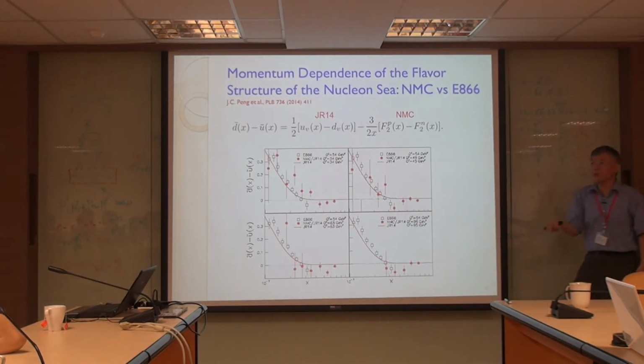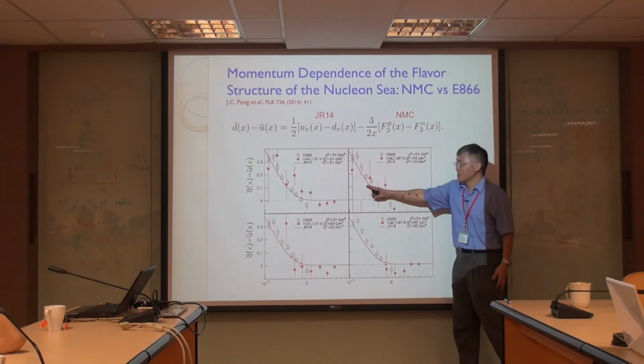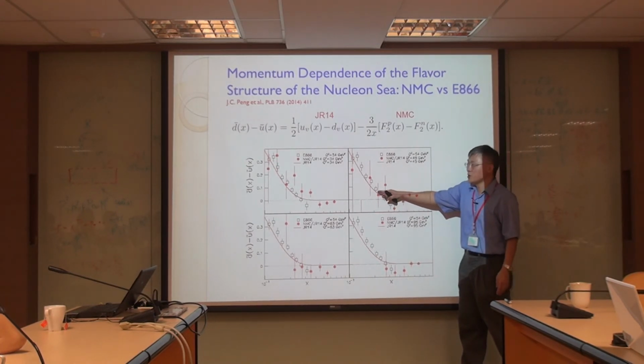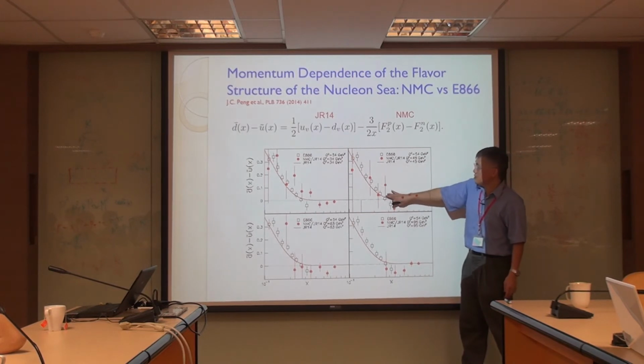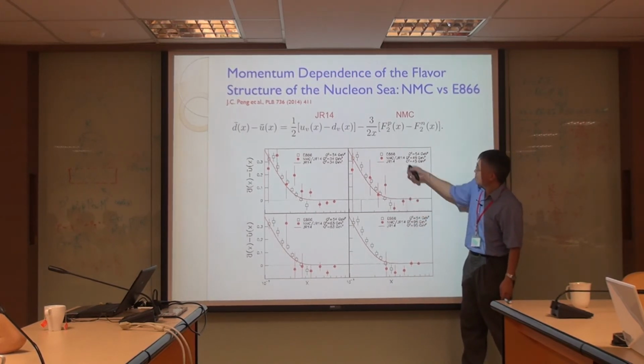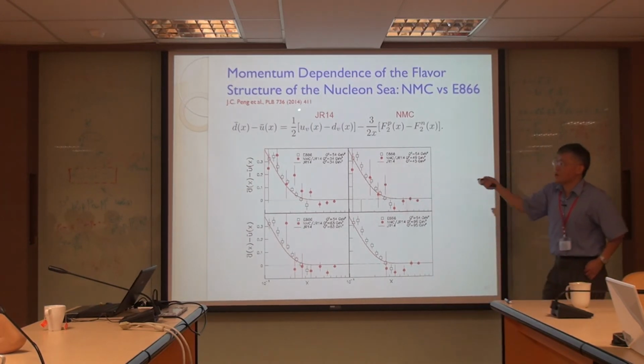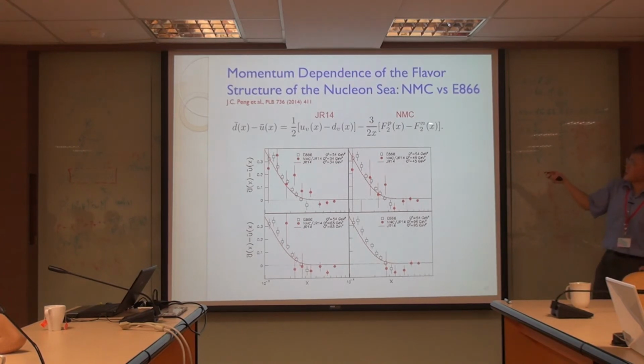So we pick up a PDF parameterization, which just forcefully makes this go to 0 without introducing any turnover. So we only take the valence quark distribution from this JR14, and by this formula, coupled with the NMC structure function measurement, we derive the d bar minus u bar. So basically, what we say is for the valence distribution, you believe JR14, but for the sea, you don't believe.